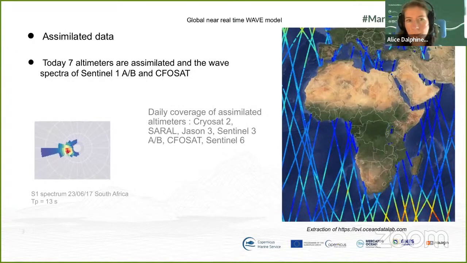Annabelle also presented it earlier. We use spectra from Sentinel-1 and from CFOSAT. You have here an example of a representation of a spectrum. You have the wave energy distributed along frequency and direction, and it permits us to correct not only the wave height, but also the direction and the period of waves.